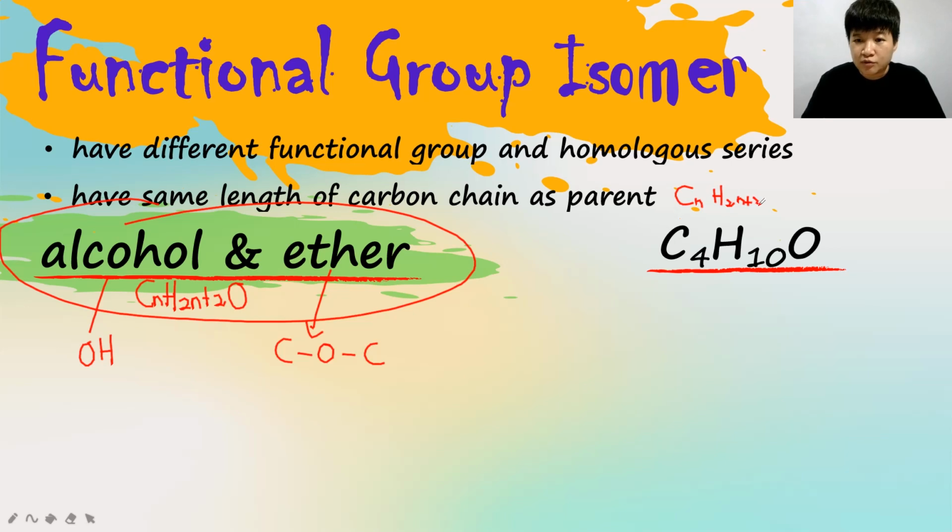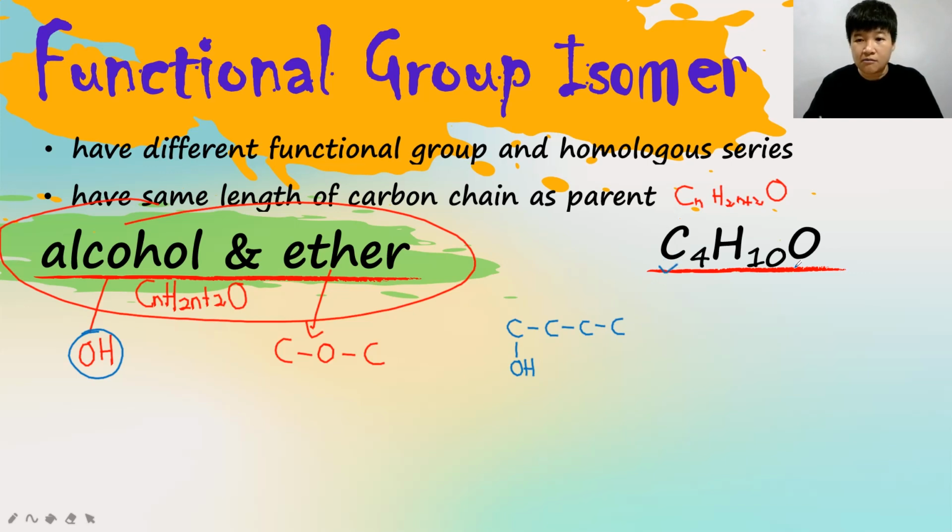CnH2n+2O. So, first and foremost, let's draw alcohol. 4 carbon, simple, we make it a straight chain. So, I will have a straight chain of 4 carbon. And then, I have alcohol. So, in alcohol, I need to have OH. Let me put down OH on the first carbon. So, in this case, you are done with the C4.